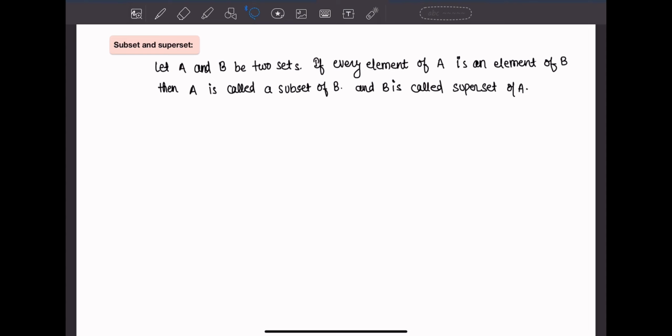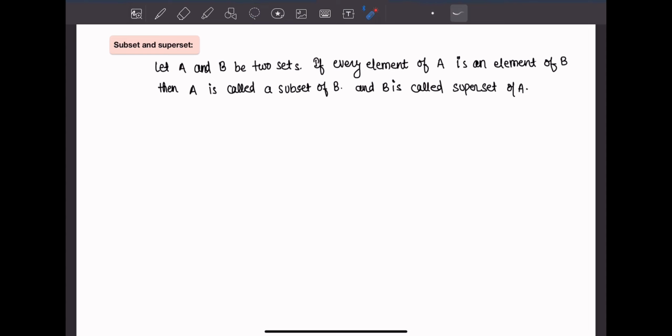subset and superset. OK, so if we have two sets A and B, and if every element of set A is an element of set B, then A is called a subset of B, or B is called a superset of A.